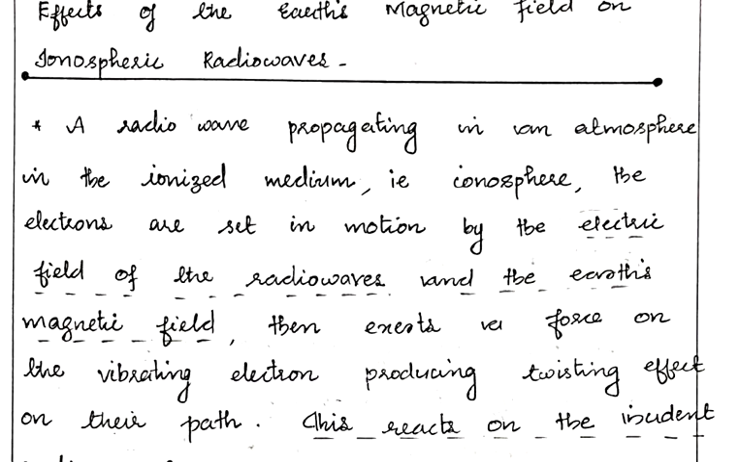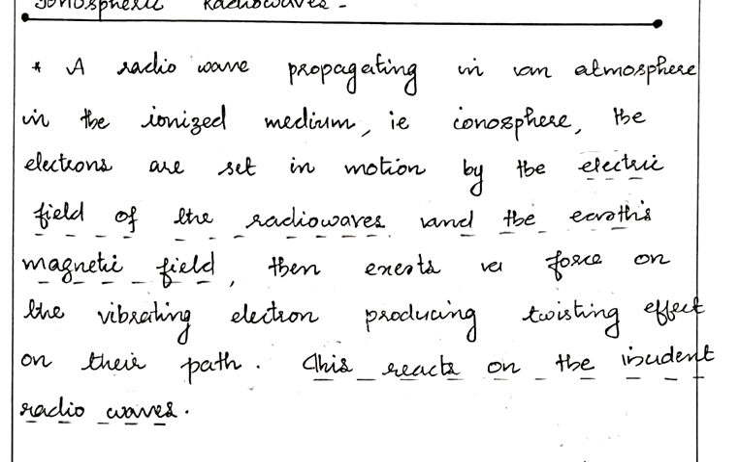We already discussed what ionospheric wave propagation is and what an ionosphere is. The ionosphere is a region of the atmosphere consisting of electrons and ions, right? When the radio waves or electromagnetic waves reach the ionospheric region, the electrons are set in motion due to the electric field of the radio waves and the Earth's magnetic field. The radio waves and the Earth's magnetic field exert a force on these vibrating electrons, and this produces a twisting effect on their path. These electrons react on the incident radio waves.